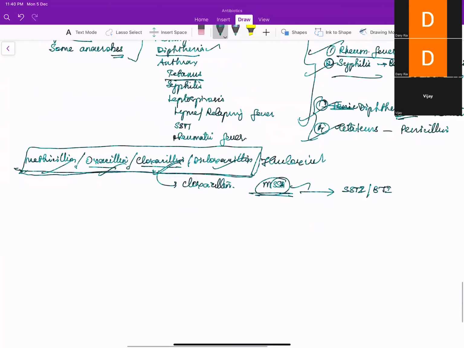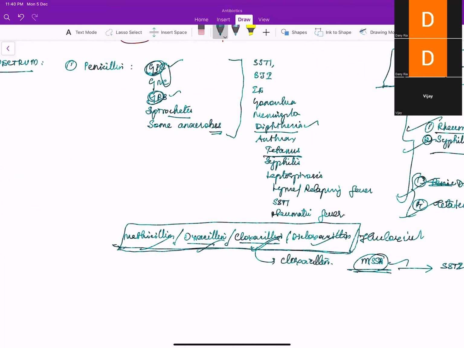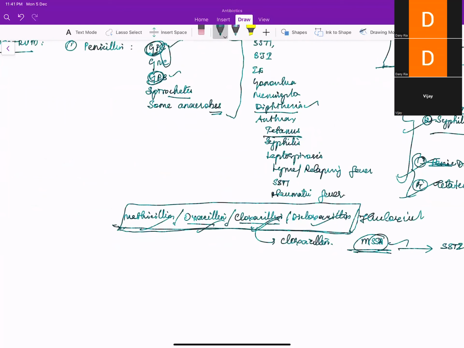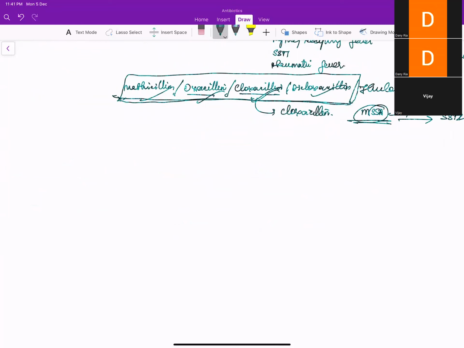Right. So we moved from penicillin to the next category. Now, what's the spectrum of penicillin? Gram positive cocci, gram negative cocci, gram positive bacilli, spirochetes, and a few anaerobes. The main disadvantage is that penicillins do not cover gram negative bacilli.